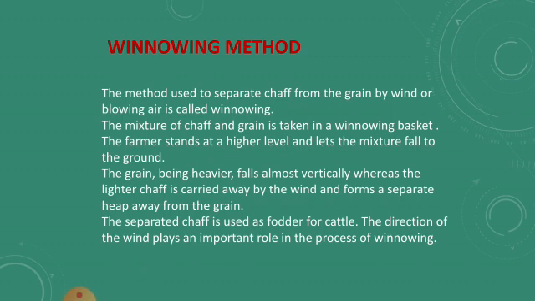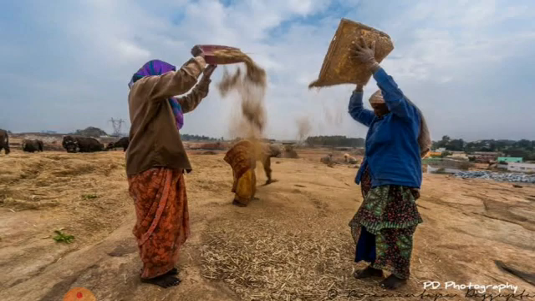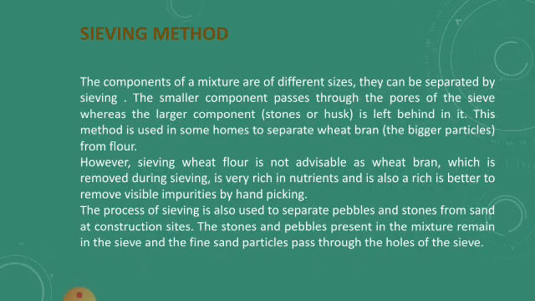The grain, being heavier, falls almost vertically, whereas the lighter chaff is carried away by the wind and forms a separate heap away from the grain. The separated chaff is used as fodder for cattle. The direction of the wind plays an important role in the process of winnowing. So this is the winnowing process. The next method is the sieving method.